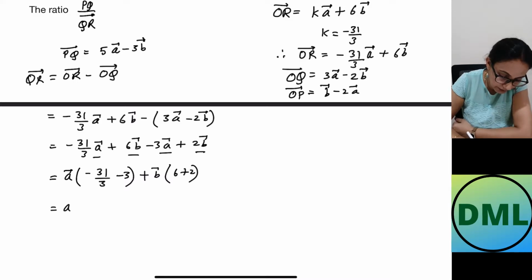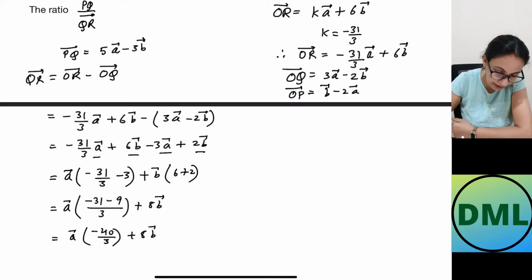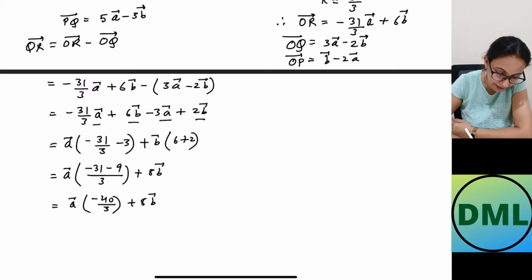So that will be equal to vector A. Let's take the LCM here, so it will be minus 31 minus 9 over 3, plus 8B vector. Minus 31 minus 9 will give you minus 40 over 3, and then plus 8B. Now I need to simplify this a little bit.